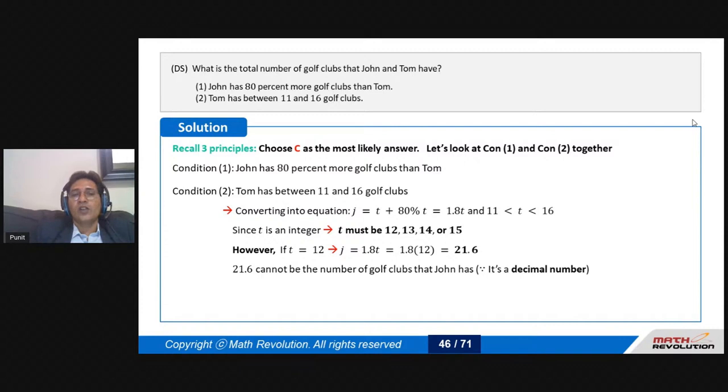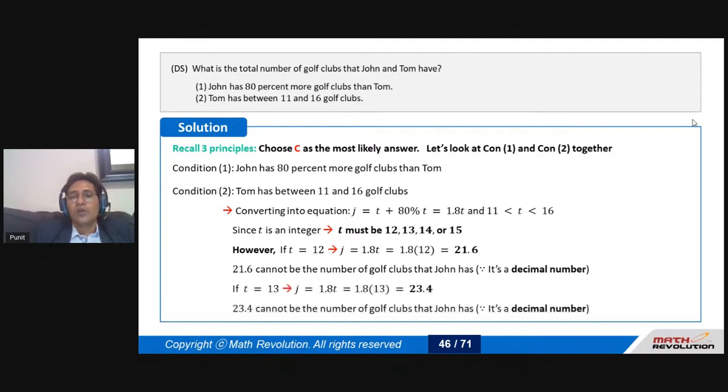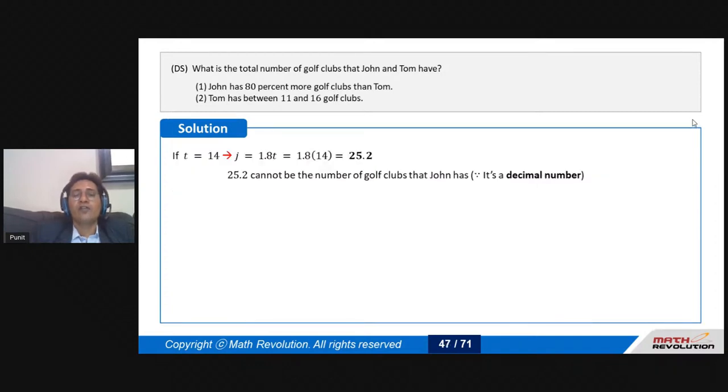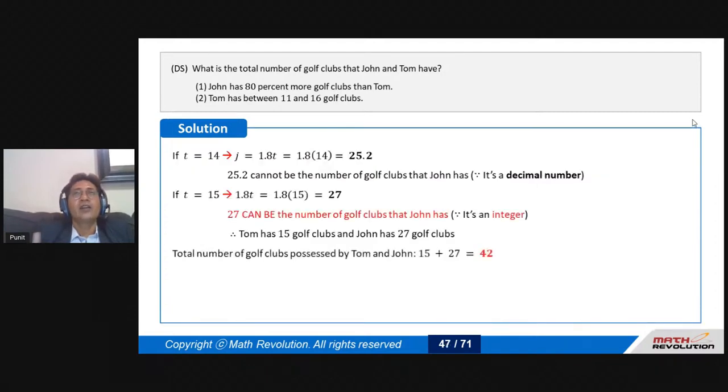If I put T equals 12, 1.8 times 12 gets me 21.6. That cannot be a number of golf clubs. If I put T equals 13, 1.8 times 13 will give me 23.4. You don't need an exact multiplication. You can sense it out. It's 1.8. Definitely, if you put in 15, that makes the decimal 0 and you end up at 27. So 27 can be the number of golf clubs that John has.